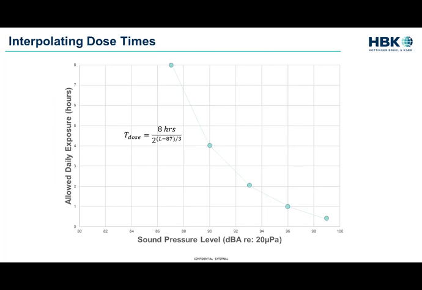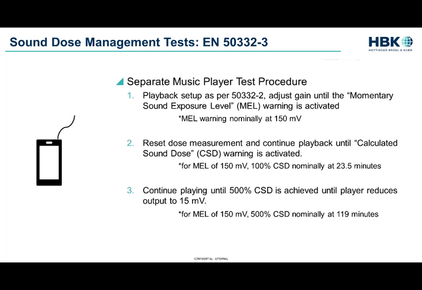50332-3 includes a discrete table of exposure times at specific decibel levels, but interpolated levels can be calculated directly. Here we see the expression for calculating allowable exposure times, where L is the measured sound pressure level in dBA, 87 is the reference level for an 8-hour dose, and 3 is the exchange rate, or decibel interval at which the allowed exposure time is halved.